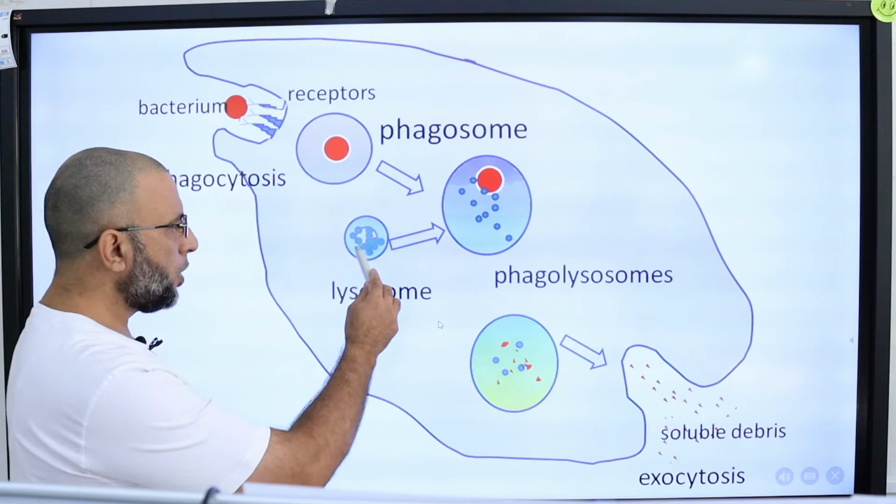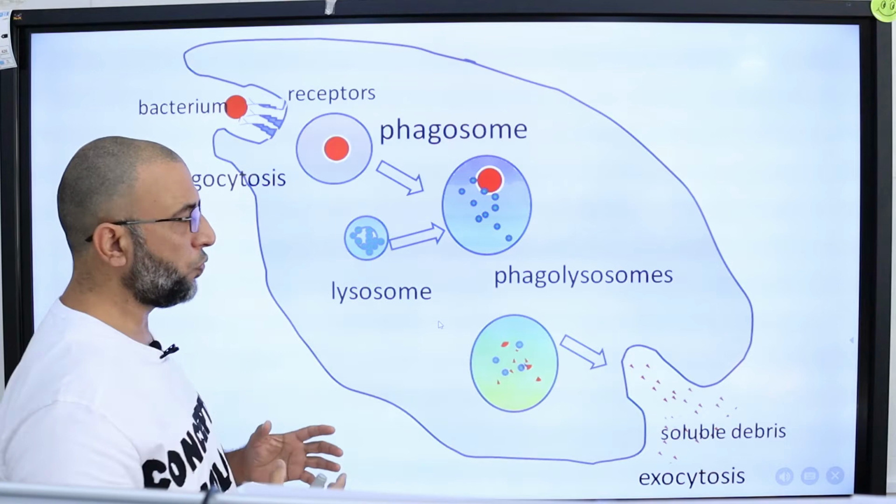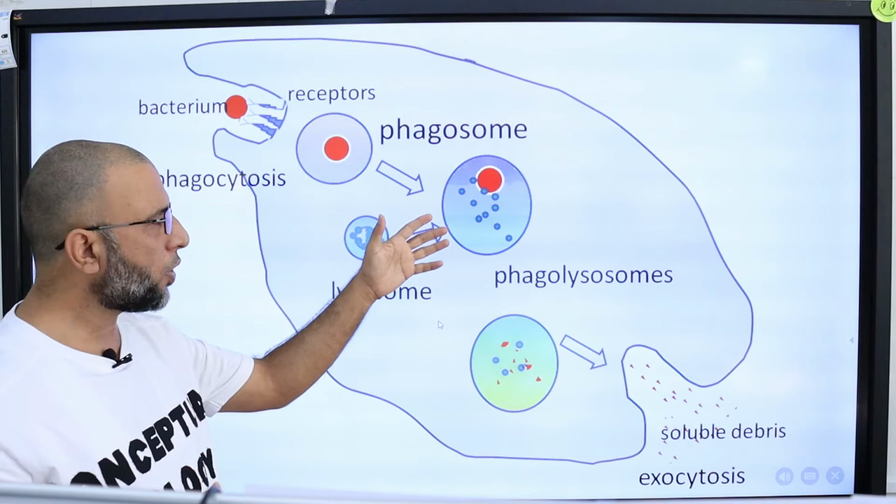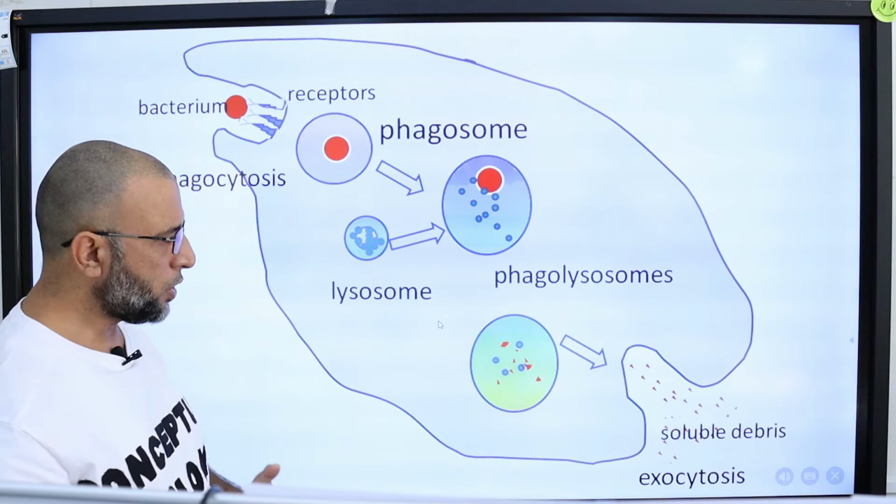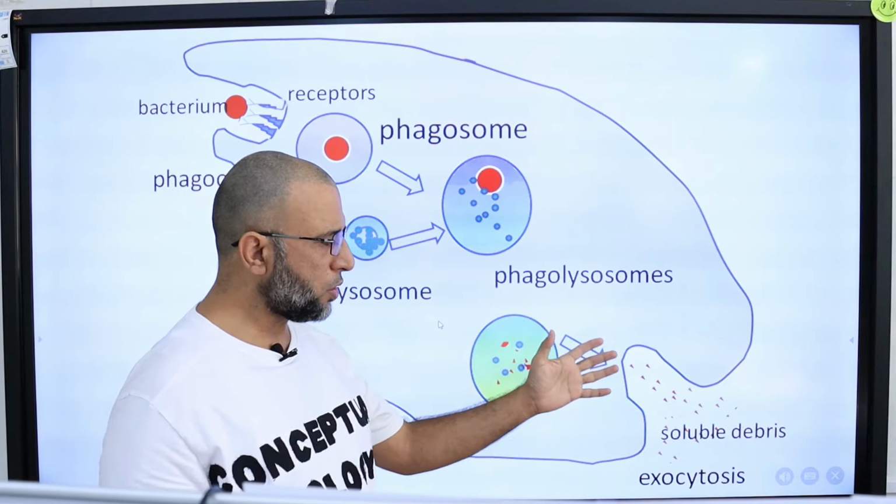So when the primary lysosome combines with the phagosome, it delivers hydrolytic enzymes into the food vacuole. And these hydrolytic enzymes degrade the proteins, carbohydrates, lipids, and nucleic acid, and digested food is diffusible. So digested food is distributed to the cytoplasm by diffusion, and undigested food is released from the cell during exocytosis.